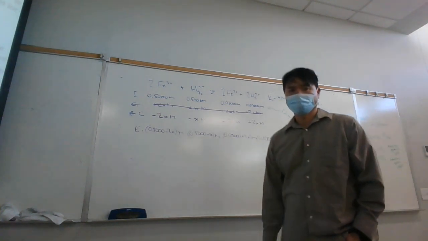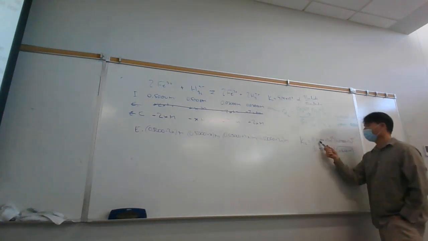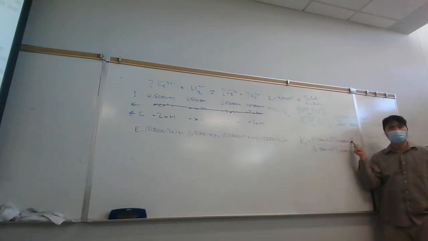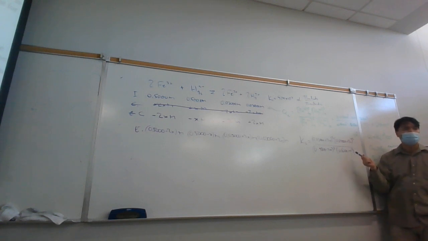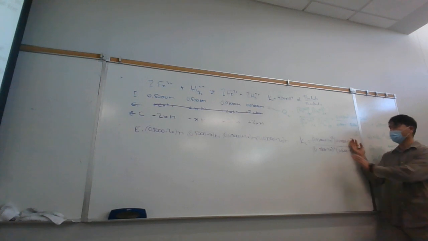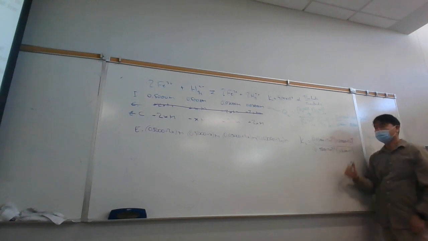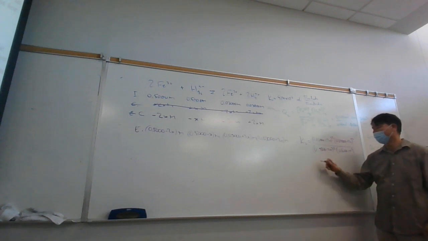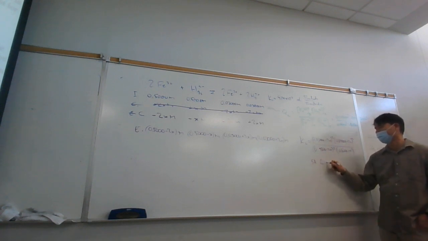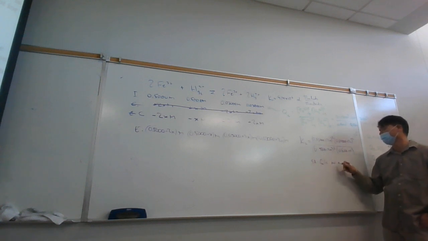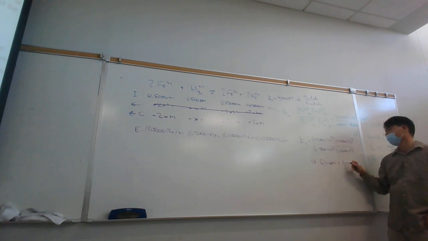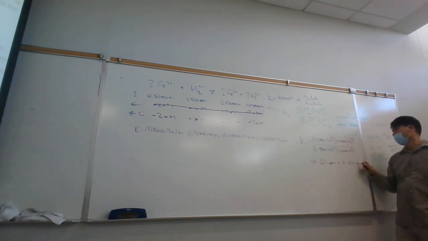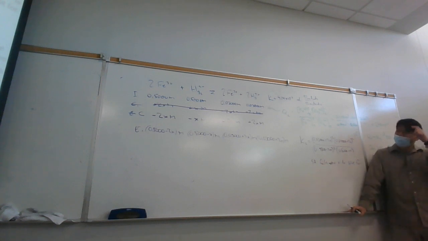But if I look at the change here and ignore the change, 0.03000 plus 2x is just 0.03000. Both of these. 0.5000 minus 2x is just 0.5000. And 0.5000 minus x is just 0.5000. So if I ignore the change here, here, here, and here, what happens? The x disappears. If the x disappears, then how can I solve for x when there's no x to solve for? And so the simplifying assumption fails here because there's no x to solve for. And so that trick is out. Are there any other tricks I can use to solve this?